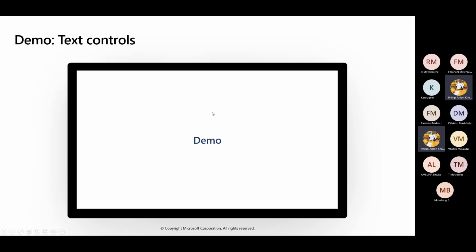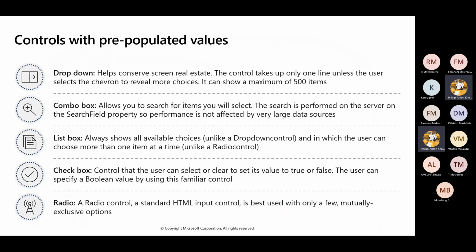And then, okay, we have a demo where you get to use or leverage these text controls. We will get to look at them. We are almost done with the slides, and then we will get to dive deep into building our Canvas app. Okay, so let's look at controls with pre-populated values.